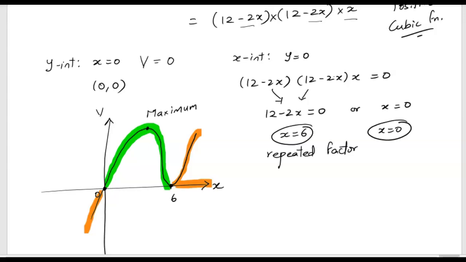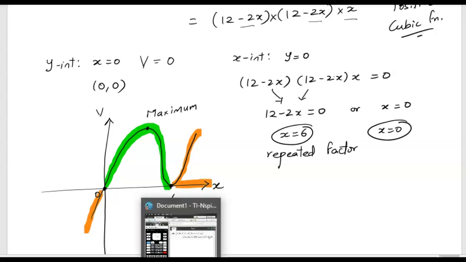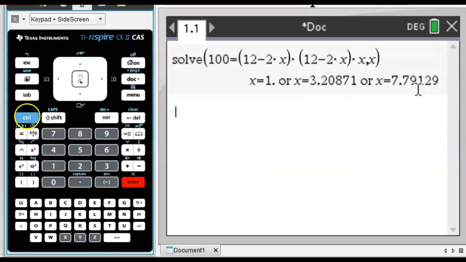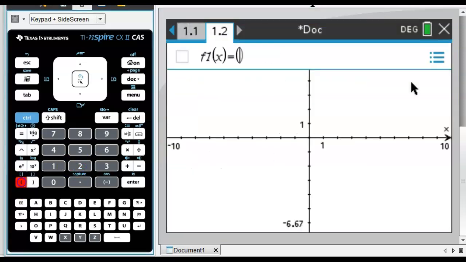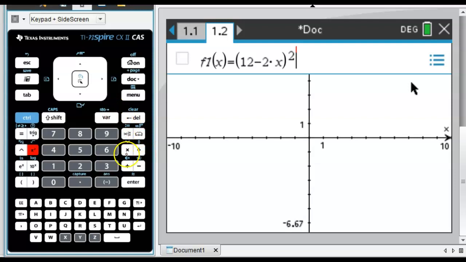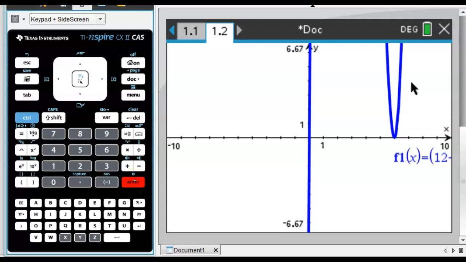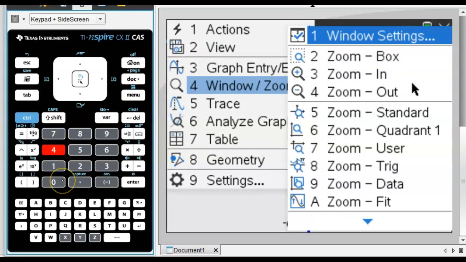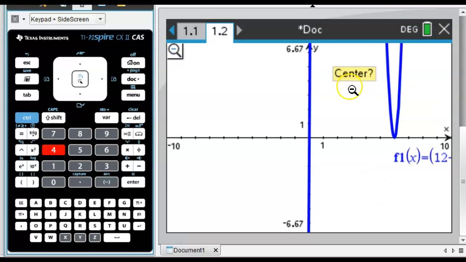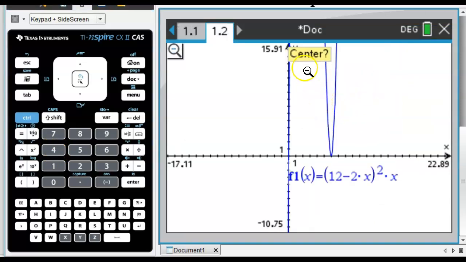So we're going to sketch this in our CAS calculators. I'm going to open up a graphing page, so control DOC, opening up a graphing page, and enter the equation: 12 minus 2 times x. This time I'm just going to save some time by making that a square, times x. I'm going to press enter. Obviously I can see that I can't see the whole of the graph. There are a few things we can do. We can go into menu, go into window, and let's do zoom out. I'm going to zoom out by clicking the center button.